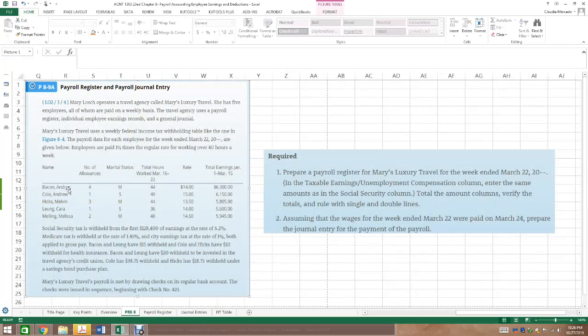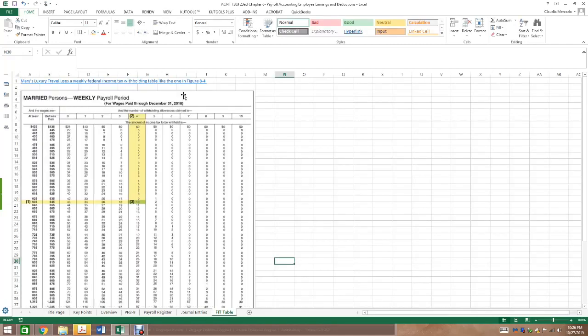It says that Andrea has 4 allowances and is married. Okay, and these people are getting paid weekly. Okay, so you need to know this information so you can look at the correct tax table. How frequently are they getting paid? Weekly. How many allowances are they claiming? 4. Okay. What is their marital status? Married. Okay. So once you have that, you locate the correct table.